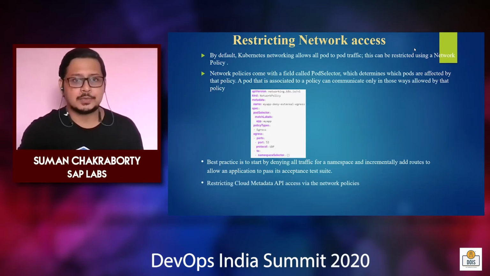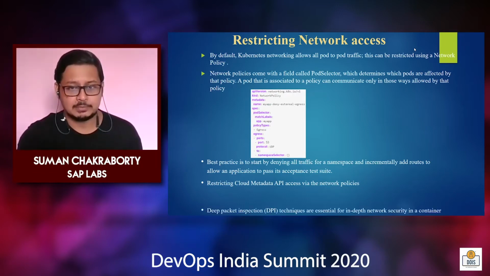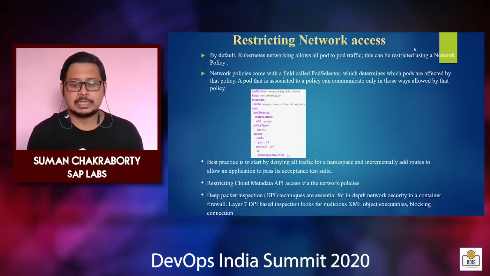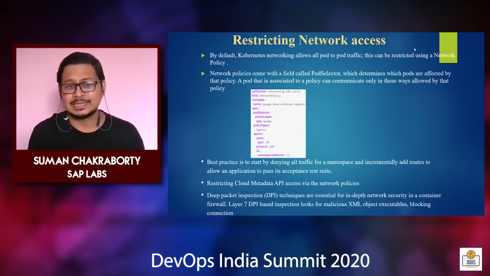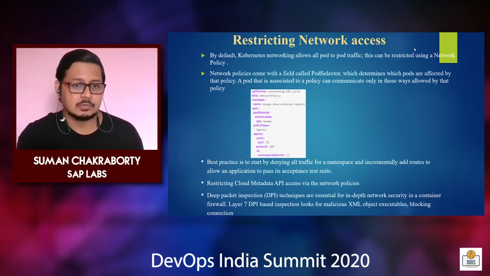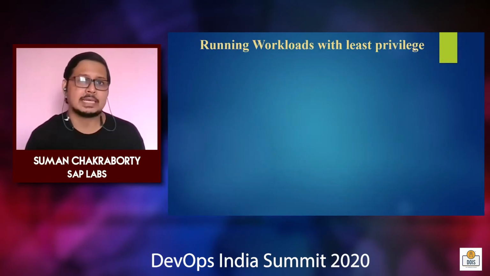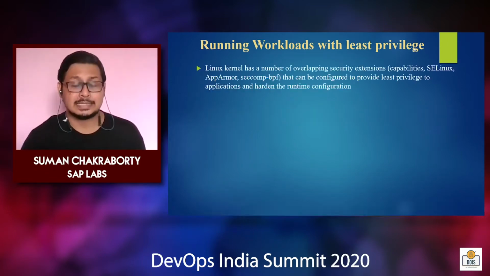And also you try to restrict the cloud metadata API access through the network policies, which are generally open by default. Also, you can configure deep packet inspection that basically inspects layer 7 for any malicious XML object that can get deployed onto our cluster. So that is one very good way of managing that you don't end up injecting malicious code into the networking configurations.